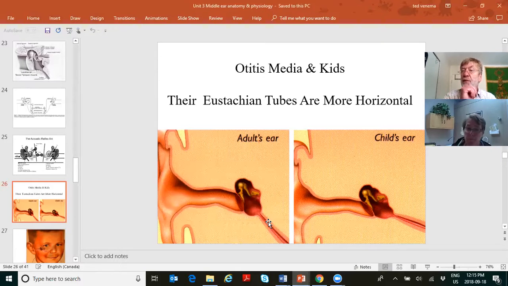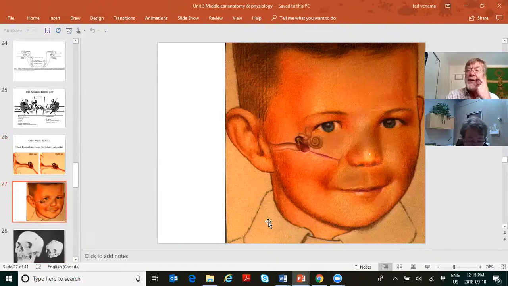At the tonsils. So a sore throat, swollen tonsils, bacterial infection can crawl up the eustachian tube and get into the middle ear, causing an earache. So what happens first? And let's look at another picture of a child. Here's a kid, again, with a fairly horizontal eustachian tube.